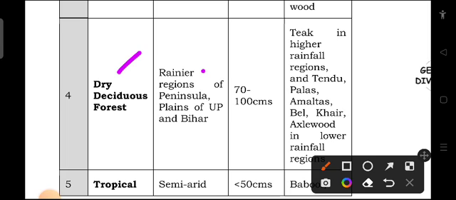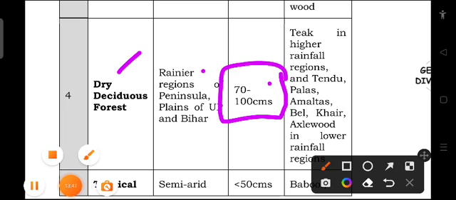Here the rainfall amount is very less, between 70 to 100 only. So the trees found here are teak in higher rainfall region and tendu, palas, amaltas, bel, kair, axlewood. They are in the lower rainfall regions. So the higher rainfall region tree is teak, basically teak.